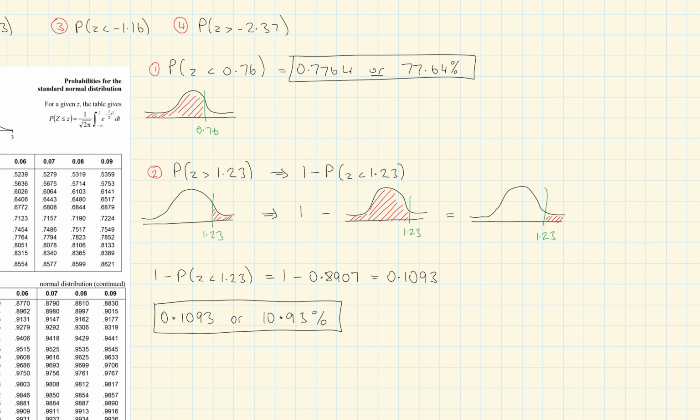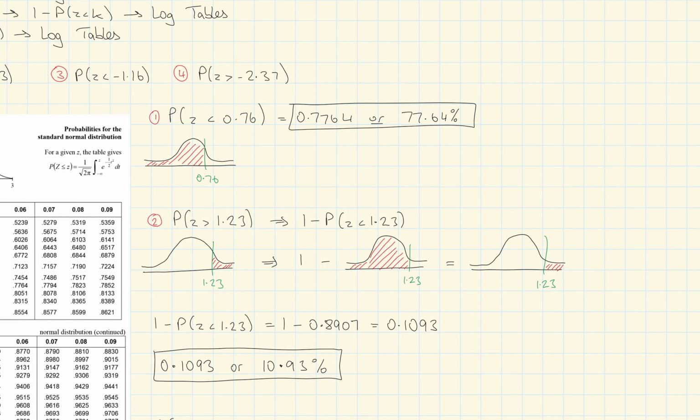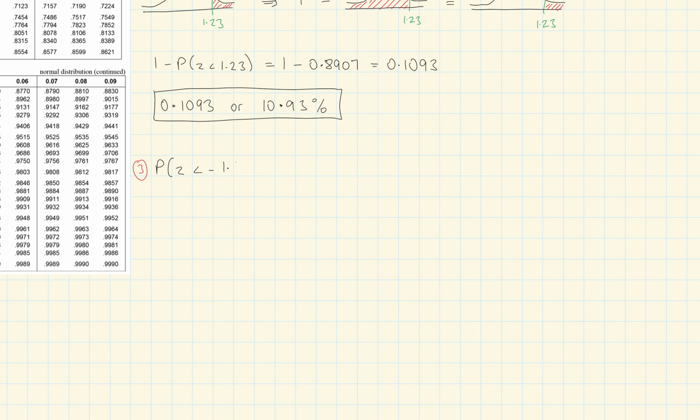Okay, part 3 now, we'll deal with our first negative example. So we have the probability that z is less than minus 1.16. We don't deal with negative values. So what happens is we change the sign, so it becomes plus 1.16. And by changing the sign, I need to change my inequality, greater than 1.16. But we know from our previous example, we don't figure out the area to the right hand side. So it's 1 minus the probability that z is less than 1.16.